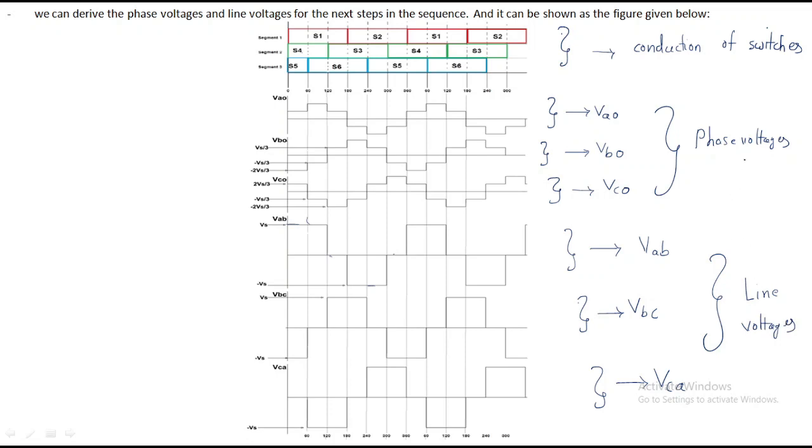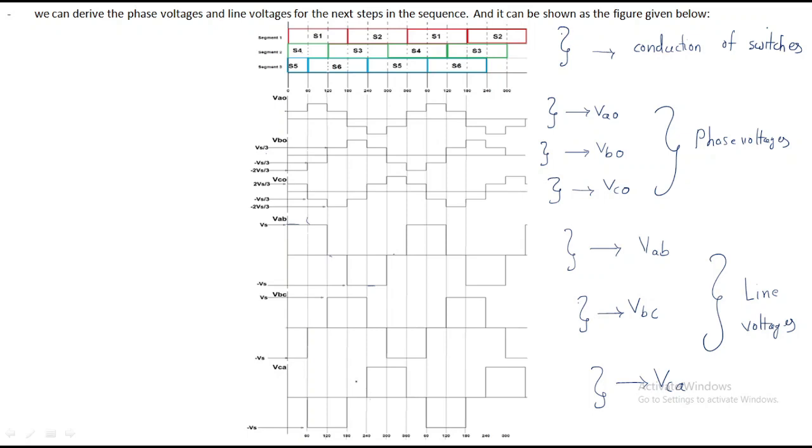These are the phase voltages and these are the line voltages. Understand? Phase voltages follow these steps. Each step value is VS by 3. But for the line voltages, each step value is VS. Okay? So after everything it will be repeated. After 120 degrees the peak will start again.